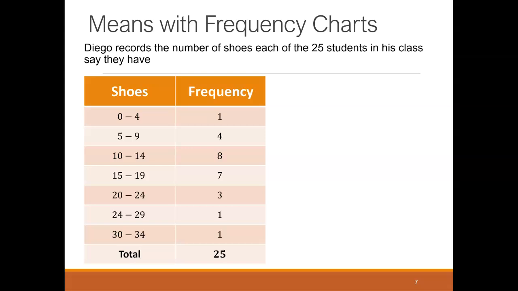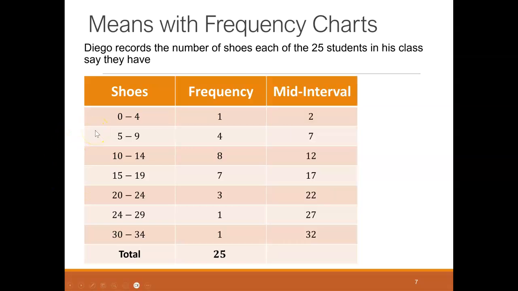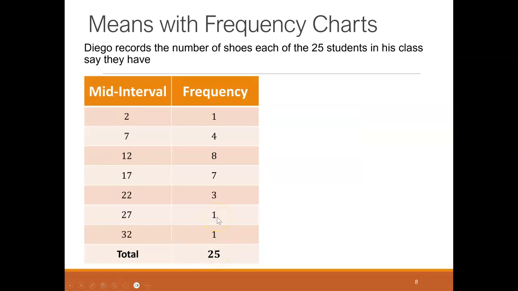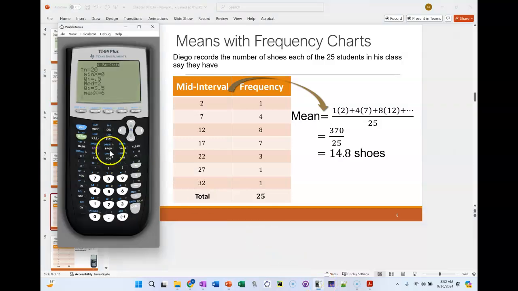What if, instead of a single value, my frequency table has a class associated with it? What do we use? A mid-interval value. So if we're looking at, like, the number of shoes, I'll calculate the mid-interval value. Those would be my L1, and the frequency would be my L2. So if I go ahead and do that, again, we'll go stat, edit, and clear out what I had before.